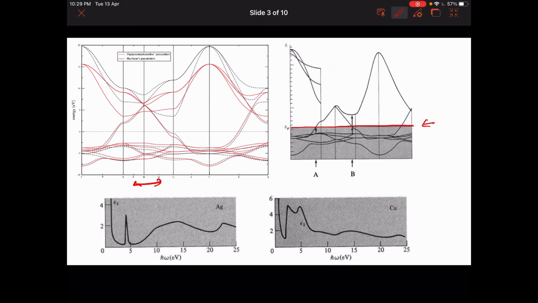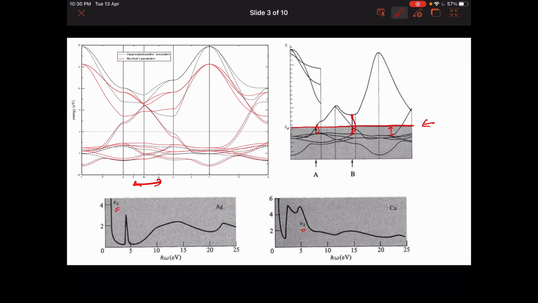Now if I apply some, let's say, electromagnetic radiation, it's easy to see that an electron at this energy level can jump up, an electron at this energy level can jump up, right? An electron at this energy level can jump to this point as well. Similarly, an electron here can jump up and so on, right? So there are specific energy levels where the absorption occurs, and absorption is typically given by epsilon 2, as we saw previously.